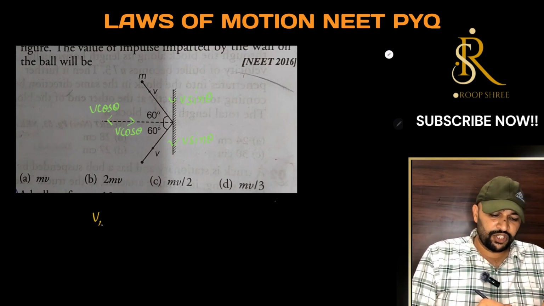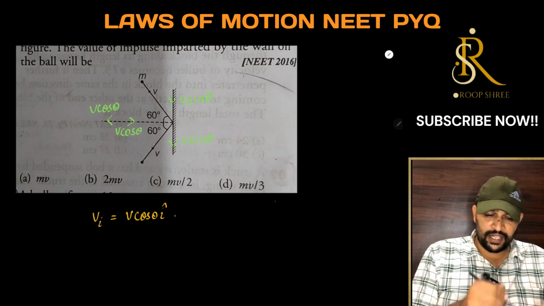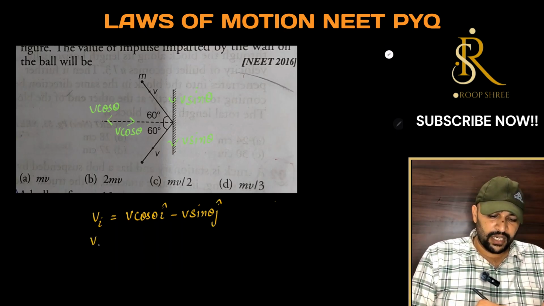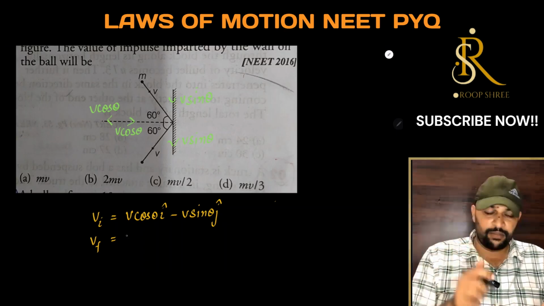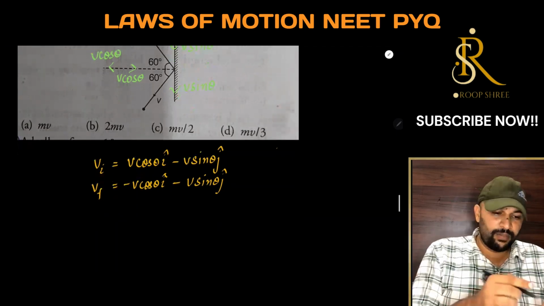So the initial velocity vector will be equal to v cos theta i cap, correct? And v sin theta going downward, so minus v sin theta j cap, it is going downward, okay. Similarly, v final will be equal to how much? v cos theta, but it is on the left hand side, be very careful. So it is minus v cos theta i cap, and in the downward direction minus v sin theta j cap, right? So let's see what will be the change in momentum.